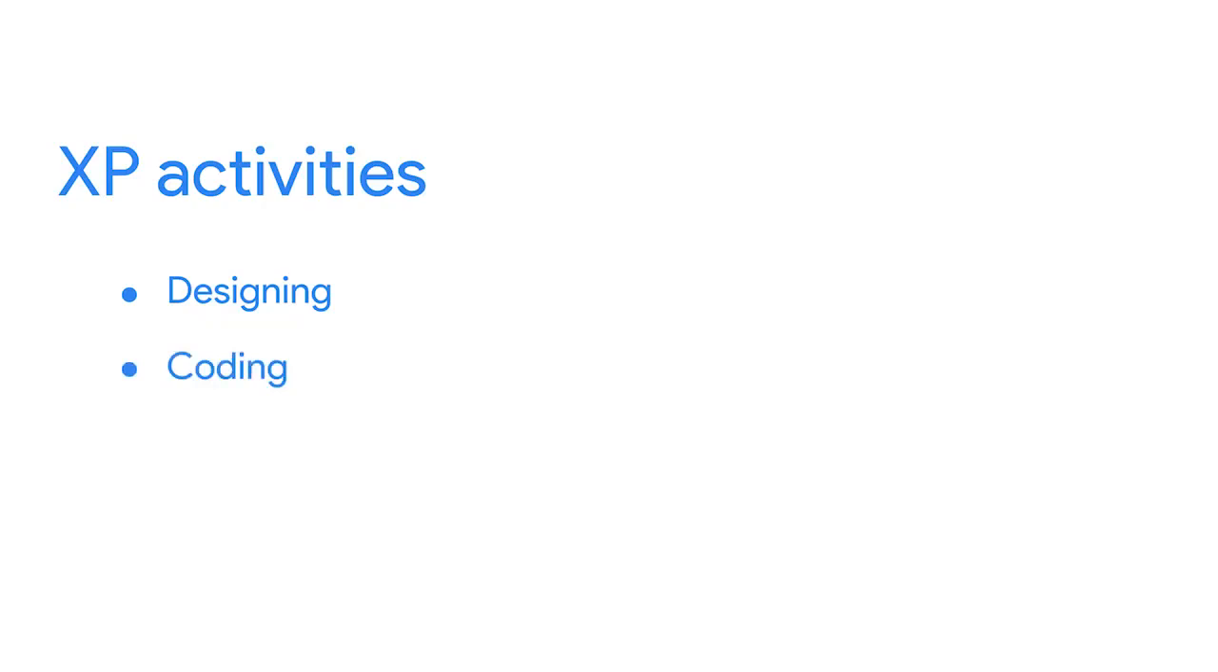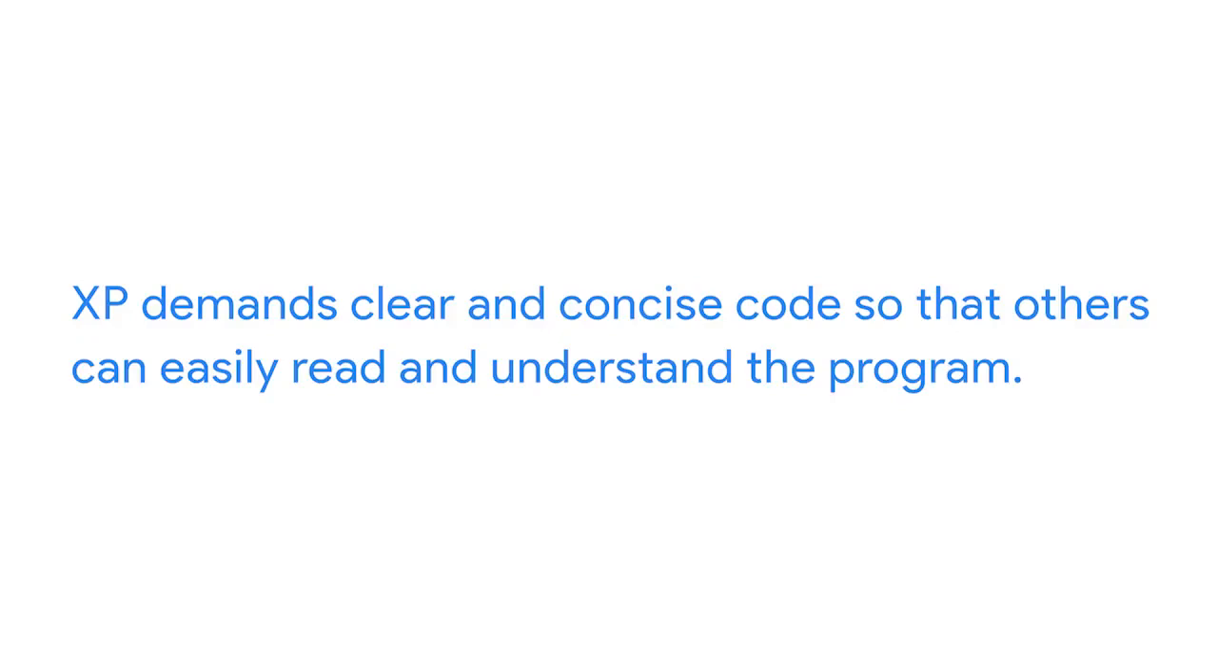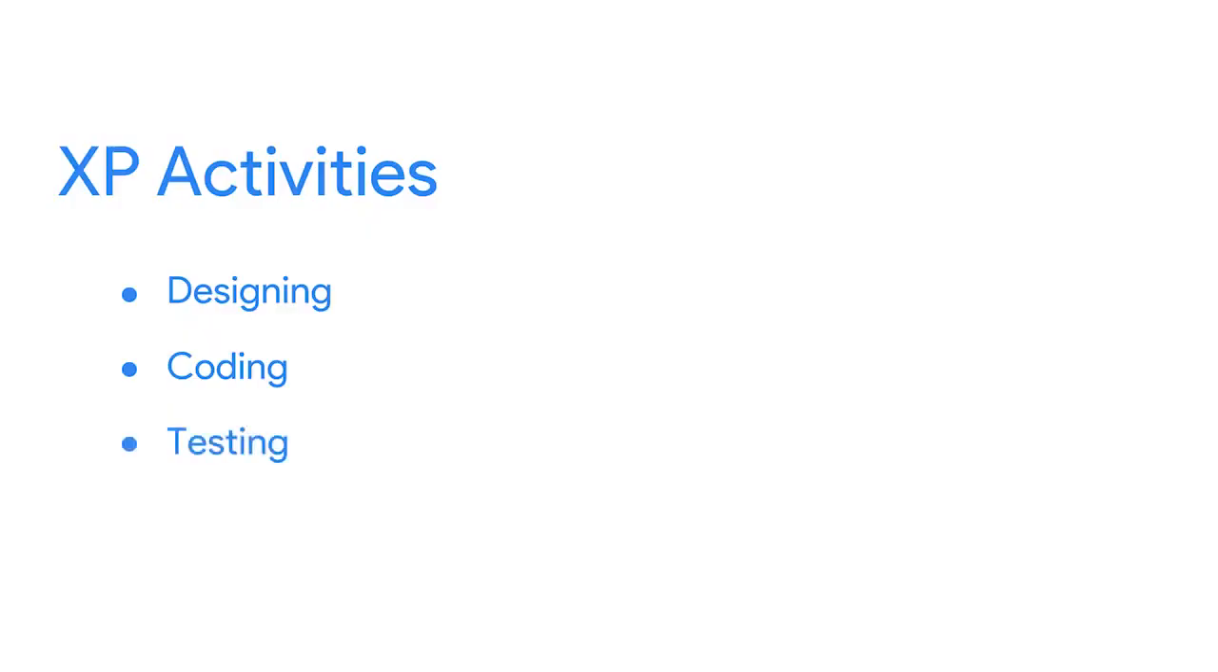Coding. Code is the language that's used to write software programs. It's the instructions that tell the computer what to do. In software development, writing clear code is crucial, just like clear writing is crucial in any situation where you want to be understood. XP demands clear and concise code so that others can easily read and understand the program. This makes it easier to troubleshoot problems and come up with solutions. In non-software environments, code would be similar to writing clear and concise processes or instructions for how to build or use your product.